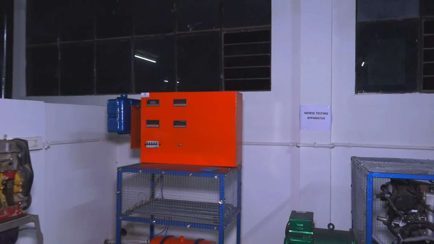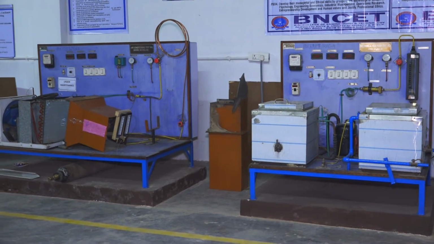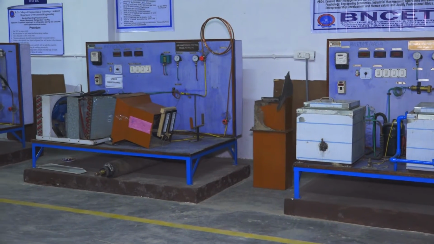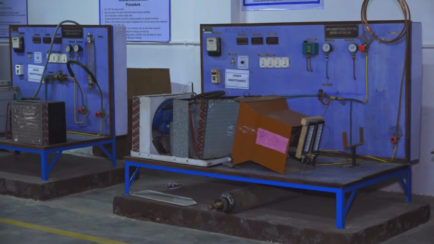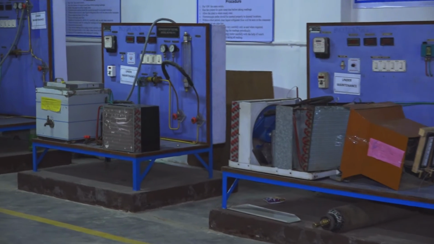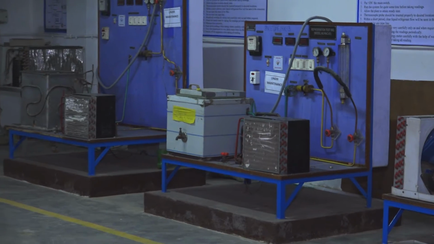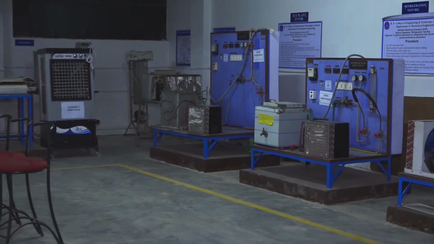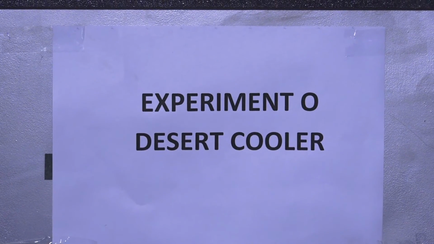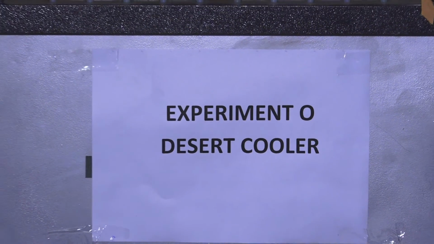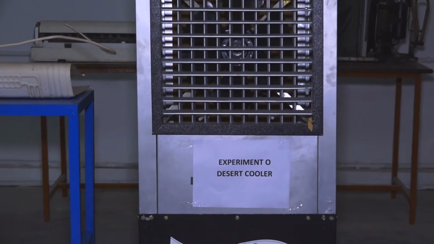To understand the basic concept of air conditioning and refrigeration, we have provided the different models of air conditioning test rig, refrigeration test rig, and ice plant tower. The student can clear their doubts by using the practical demonstration of the following test rig. This is the experiment of desert cooler. In this experiment, the students can calculate how the evaporation rate changes in the desert cooler.